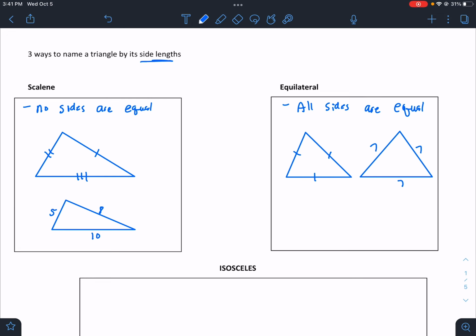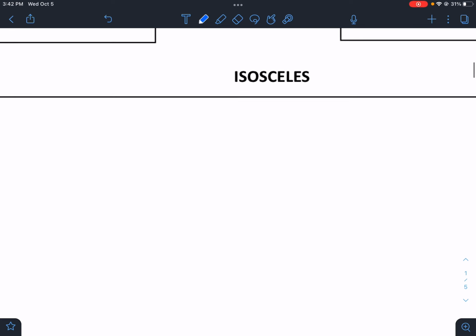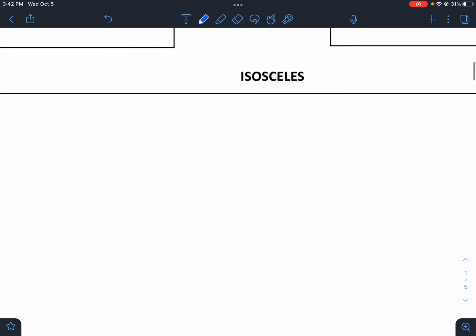So scalene triangles, could they ever be equilateral? The answer is no, right? You can't have no equal sides and have all equal sides. Those don't go together. All right, so we know what scalene means. We know what equilateral means. Let's talk about isosceles. And we're going to be talking about inclusive definitions, just so you know.